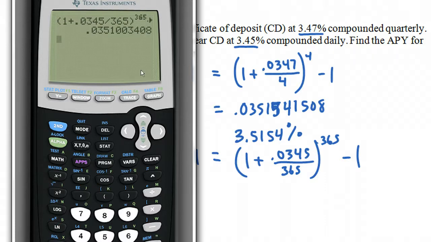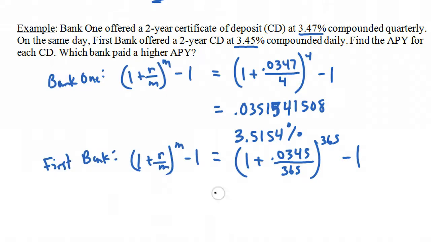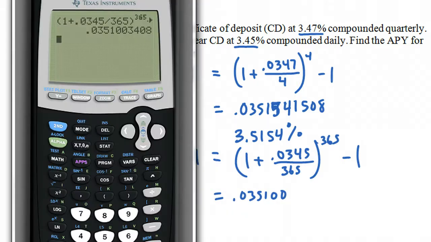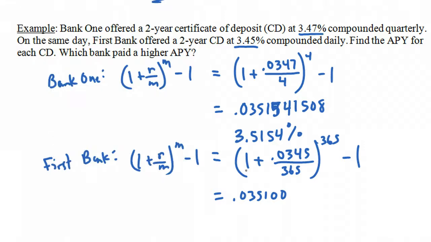And what do we get? It says 0.0351003, and let's keep looking here, 0.0351003408. So what is that as a percentage? Well, it'd be 3.5100%, right? So we're rounding to 4 decimal places again.